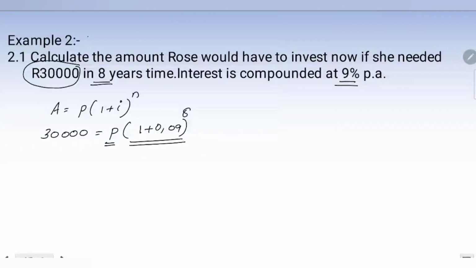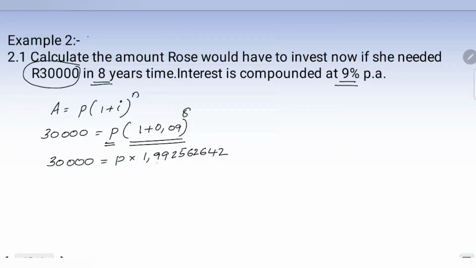This one we can calculate using a calculator, that is 30,000 is equal to P times this one. When you do it in the calculator, you will get a decimal number, 1,992562642. I'm not rounding it off. I'm just taking it as it is, okay? In financial mathematics, we do the rounding off process only when we get the final answer, otherwise errors can occur. So to avoid that, just take it like that. Don't round it off, okay?